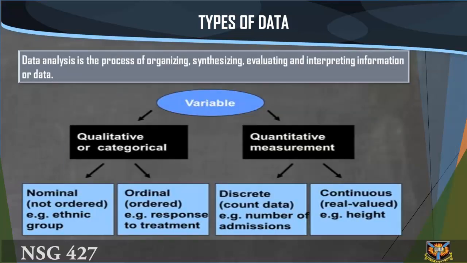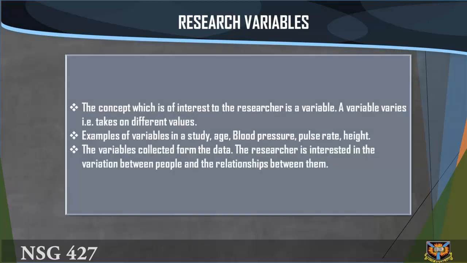Data analysis is the process of organizing, synthesizing, evaluating, and interpreting information or data. Research variables. The concept which is of interest to the researcher is a variable. A variable varies, that is, takes on different values. Examples of variables in a study: age, blood pressure, pulse rate, height. For the variables collected from the data, the researcher is interested in the variation between people and the relationships between them.